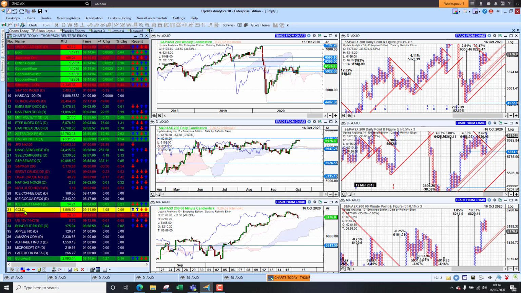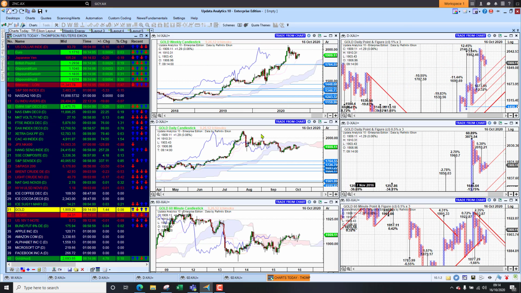Gold is sitting at 1908, looks spectacular on the long-term chart. The medium-term chart just coming back to test the cloud.